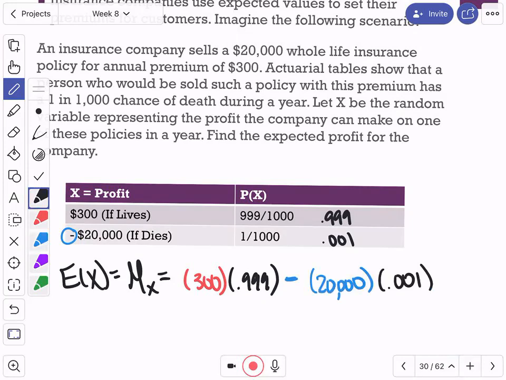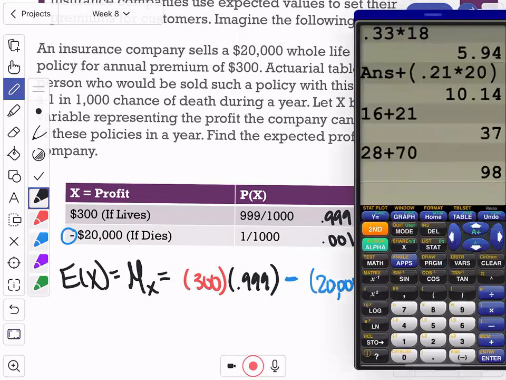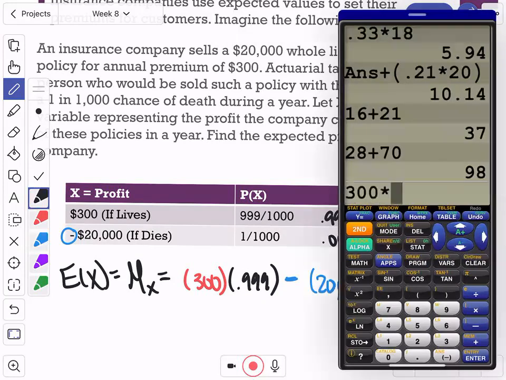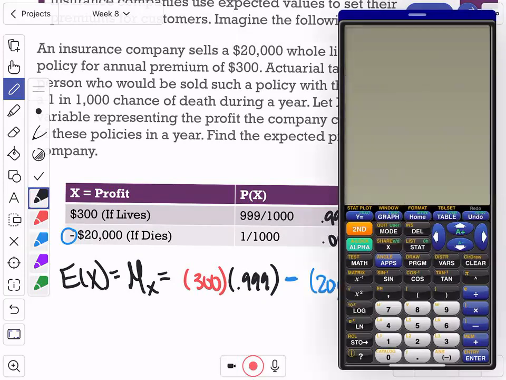So this is just doing some math. You can do this in Excel. I'm going to do this in a calculator right here. 300 times 0.999.